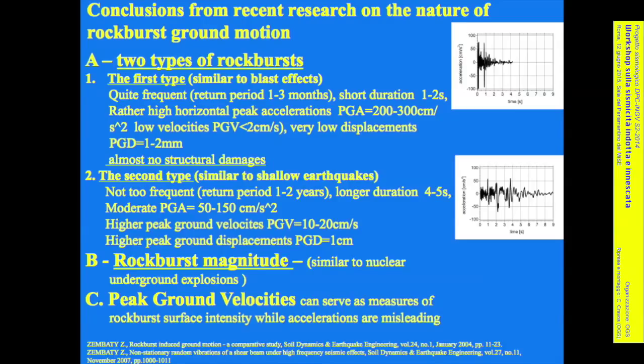The second type is similar to shallow earthquakes, and there is a good hypothesis that these are simply triggered earthquakes on the nearby faults. Longer duration, 4 to 5 seconds. It's like a true earthquake, which was rather short, yes? So this could be the beginning, let's say the smallest duration of a natural earthquake. But the velocity could be 10 to 20 centimeters per second. Professor Trifunac said, 20 centimeters per second is the moment that the damage could be heavy, could be, let's say, dangerous. 5 centimeters per second is where the damage starts. So these are rough observations.